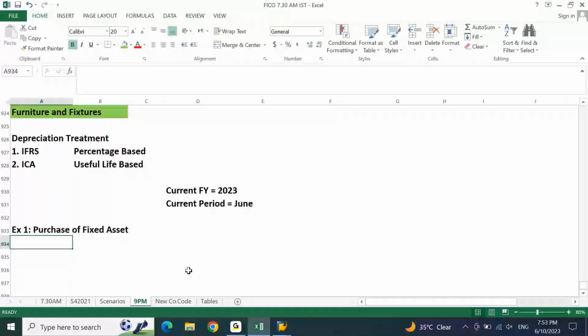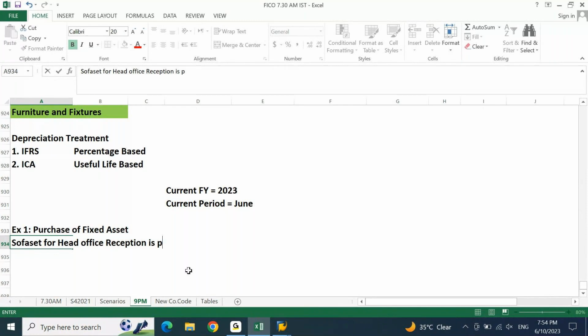So let me put, or I'll simply put, sofa set for head office reception is purchased from, let's say, Bantia Furnitures on, assuming, 5th June 2023 for 60,000 INR.